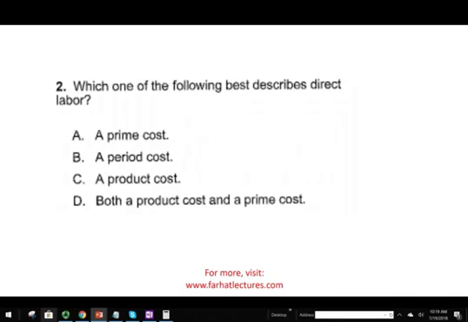Which of the following best describes direct labor? Well, what is that? Basically, where can we find direct labor? Direct labor is the labor that touches the product, that can be easily traced to the product. Prime cost. What is prime cost? Once again, prime cost is direct labor plus direct material. So yes, that's possible. It could be an answer. A period cost. A period cost is a cost that's expensed in the period, which is not direct labor. Direct labor is not a period cost.